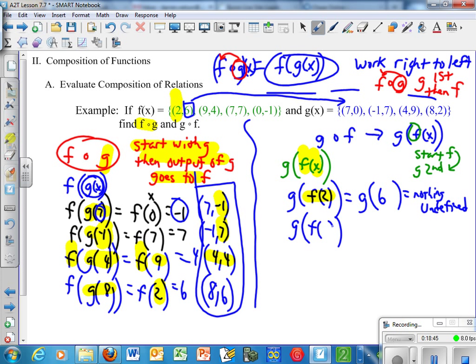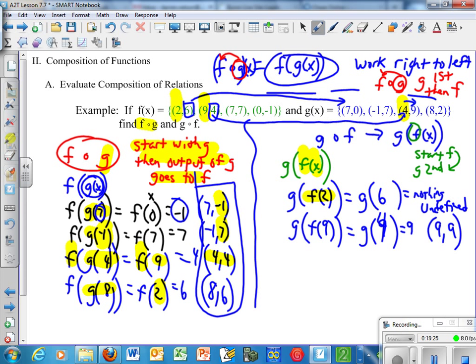G of f of, go to the next x value in f. We're starting with f, which is 9. So that's g of f of 9. 9 outputted a 4. So I want to come over here now and I want to find a 4. Well, there is a 4. It's right here. And that outputs a 9. So, whoops, that's g of 4. When 9 outputted a 4, and then when I came over here, g of 4 is 9. So what ordered pair was that? Well, 9 went into the first function, outputted a 4, 4 outputted a 9, so it's (9, 9).